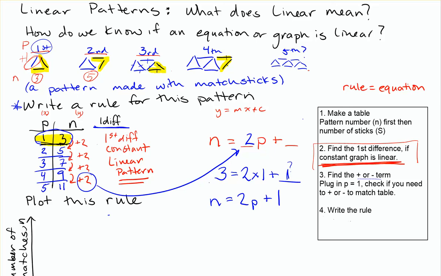And another way to look at that here is on your table, your first difference was 2. Take a look, how do you get to the first pattern number? Assuming this is pattern number 1, what do you need there? You need another plus 1 to get up there. So that is one way to go about solving for this rule by hand. And once you've got it sorted, you should be in pretty good shape.